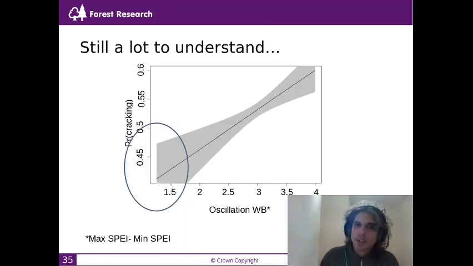This is our model predictions with the probability of cracking on the y-axis. As you can see, the model suggests that even when the water balance oscillation is very low, about 4 in 10 rings will collapse. This is not so, as we know by experience, and therefore more work is needed to understand what has happened in those years, like for example a very dry period happening there or something like that. We need to study this in more detail.